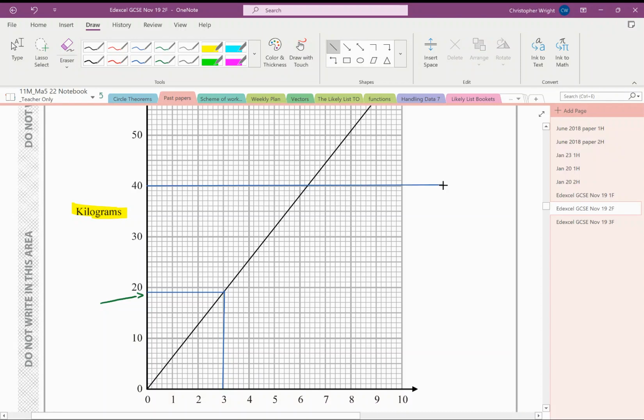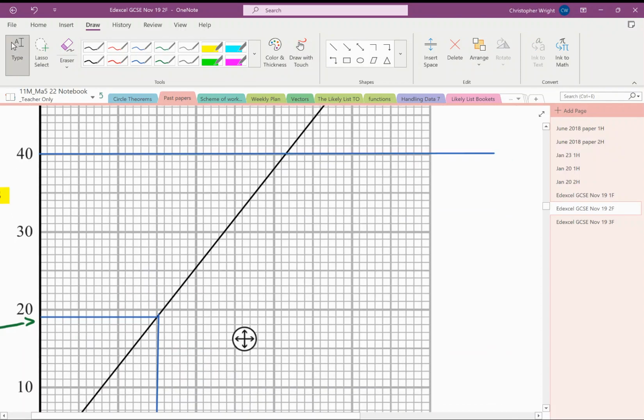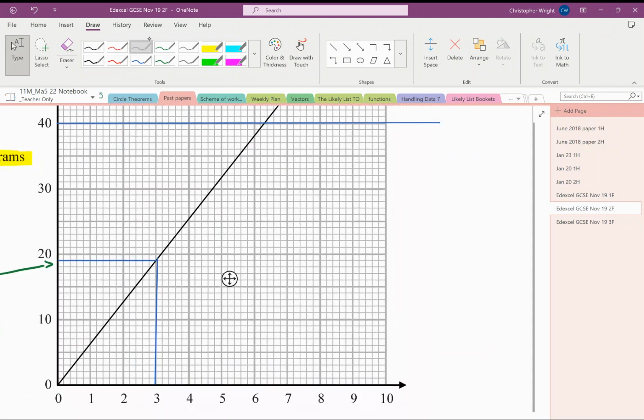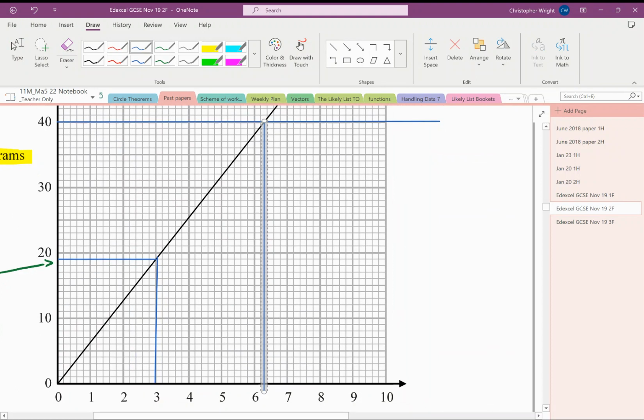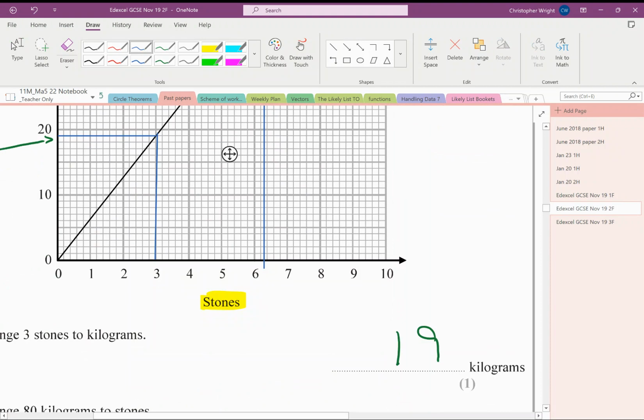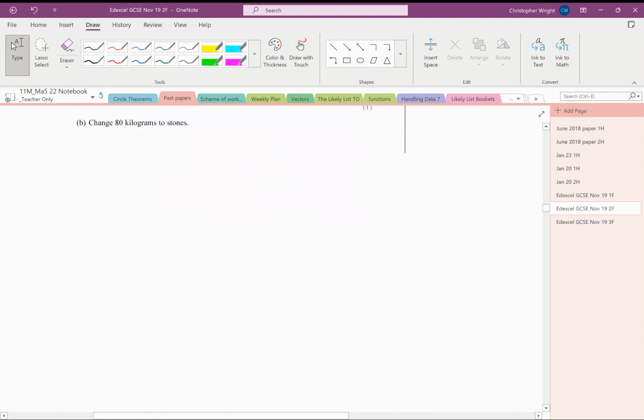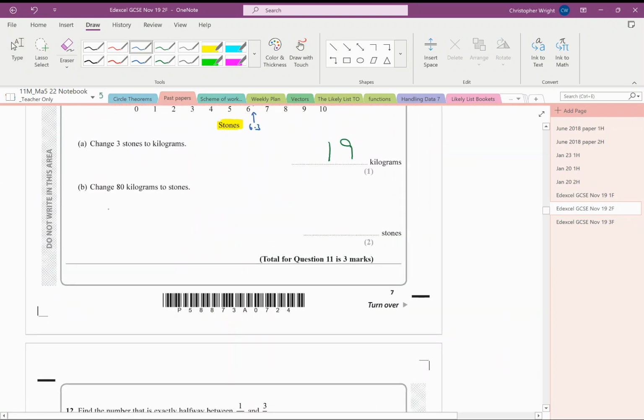So I'm going to draw a vertical line from here now. There we are. Okay. So, look at this. That's 6, and that's 7. So it's going to be 6.2, 6.4, 6.6, 6.8, 7. So that is 6.3, isn't it? So, careful. 40 kilograms is 6.3 stones. So I'm going to double that. So my answer for 80 kilograms is 12.6 stones.